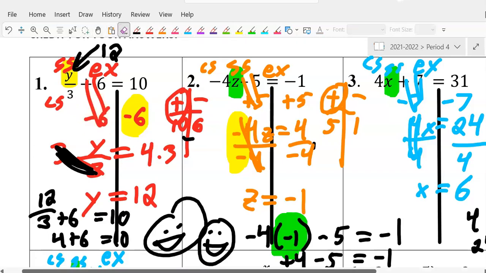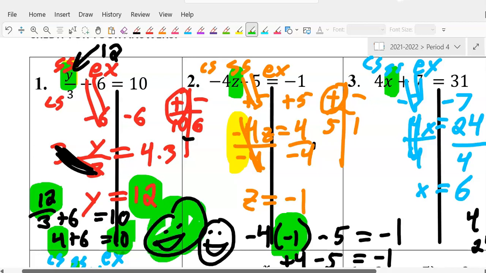How do we check our answer? And then you have to rewrite it, but change the y to a 12. Very good. We rewrite it, we change that y to a 12. So 12 over 3 plus 6. What's 12 over 3? 4. Yandel said it. 4 plus 6, is that 10? Yes, so that's a happy face.